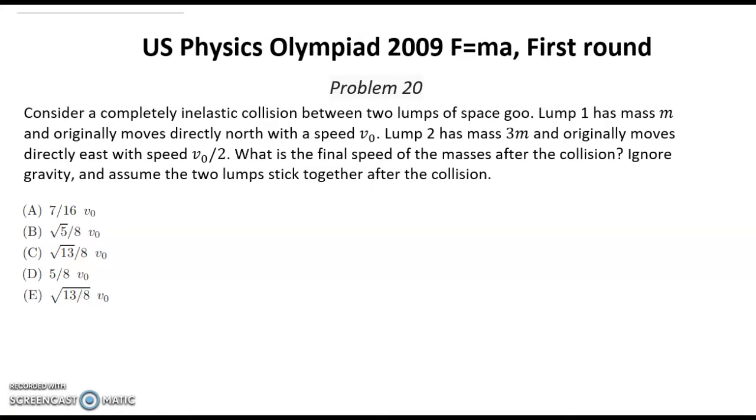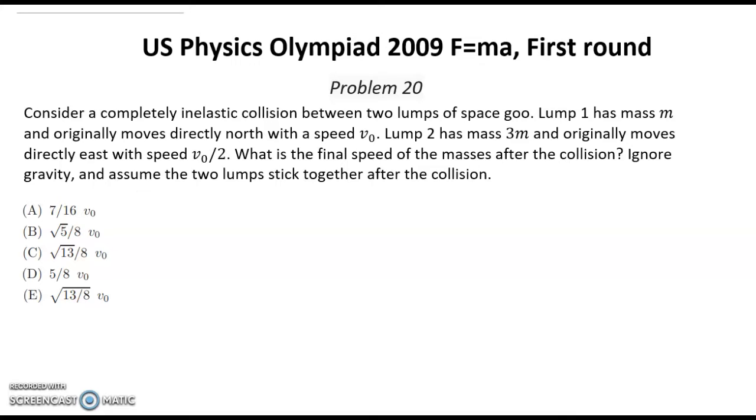Problem number 20. Consider a completely inelastic collision between two lumps of space glue. Lump 1 has mass m and originally moves directly north with the speed v0. Lump 2 has mass 3m and originally moves directly east with the speed v0 over 2. What is the final speed of the masses after the collision? Ignore gravity and assume the two lumps stick together after the collision.